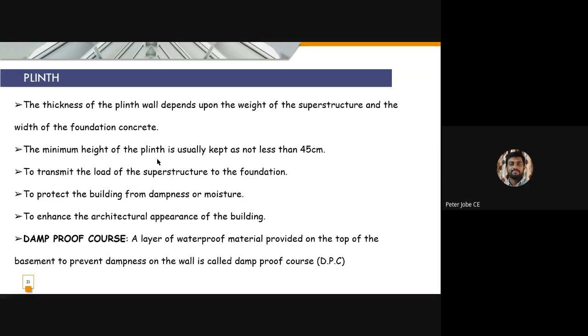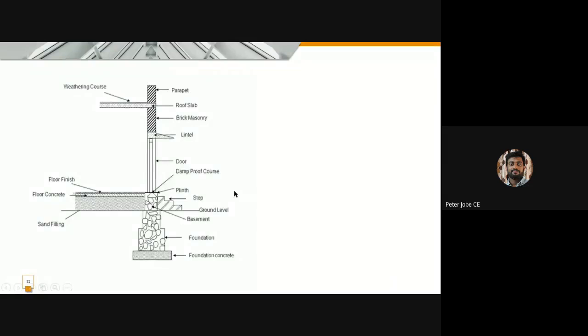Another function of the plinth is this: we keep a minimum height of 45 centimeters so that, in case flooding happens, the flood water may not easily enter our house if our plinth level is located sufficiently above the ground level. Suppose this is the ground level and flooding happens here, it might reach our steps, but it won't reach inside our house. That's why we keep our plinth level generally more than 45 centimeters.